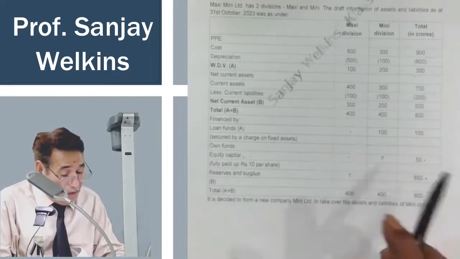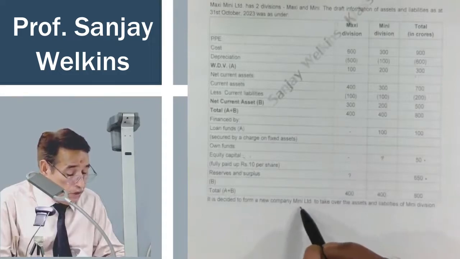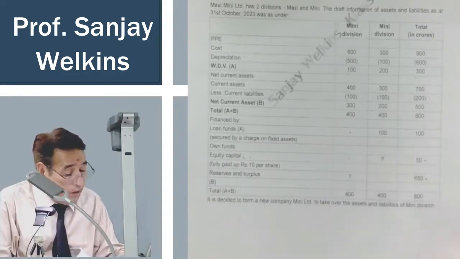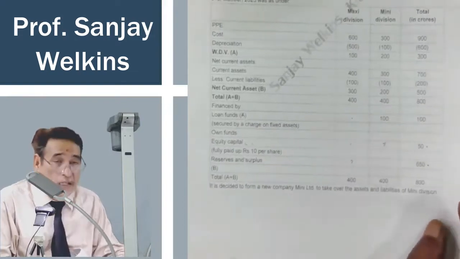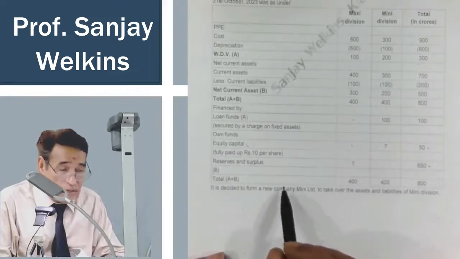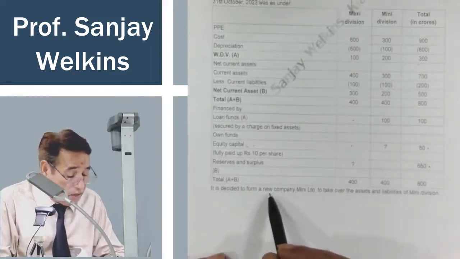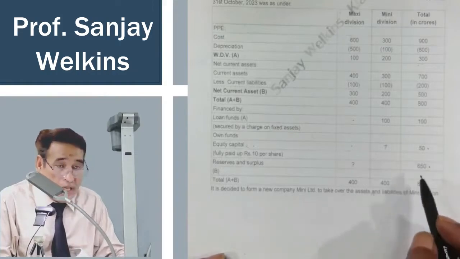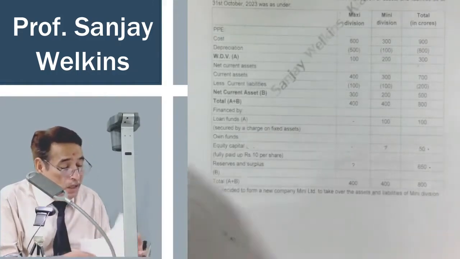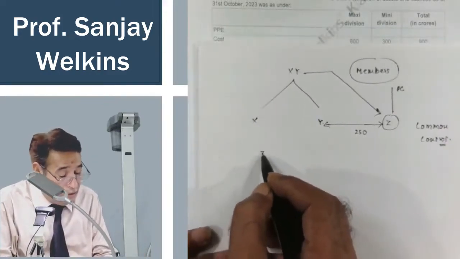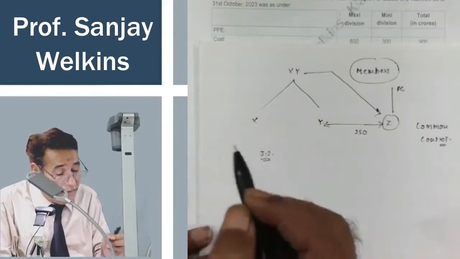Yes, sir. It is decided to form a new company, Mini Limited, to take over assets and liabilities of Mini Division. So now the question states, and the question itself in the starting stage is quite confusing. It is decided to form a new company, Mini Limited, to take over assets and liability of Mini Division. Now, what does it mean as far as 3.1 is concerned? 3.2, sorry. One was this one.